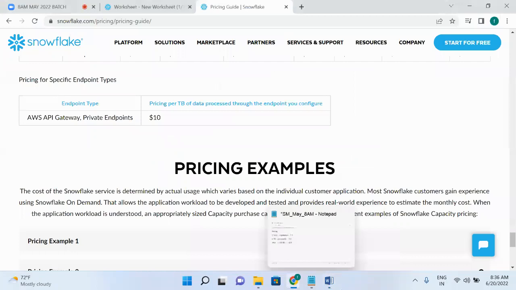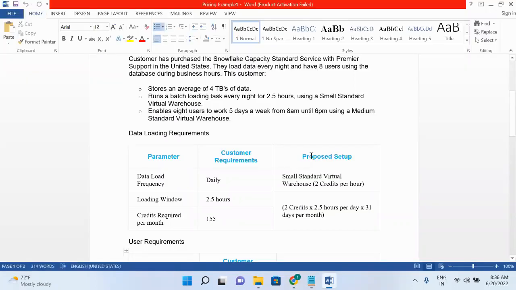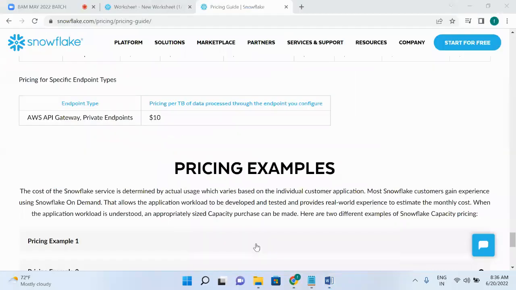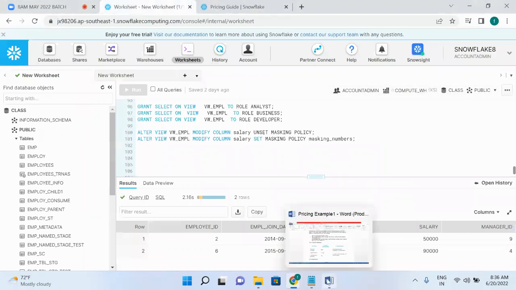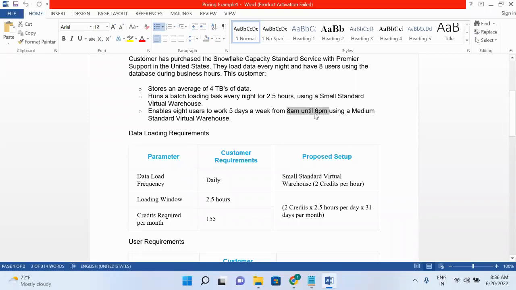So 2.5 hours for loading, and 8 users are working in a team. We have 5 members, and all 5 members are working 8 a.m. to 6 p.m. How much time we are utilizing, that much time we need to pay to them, right? Same thing. So when you observe here, 8 a.m. to 6 p.m. is 10 hours.